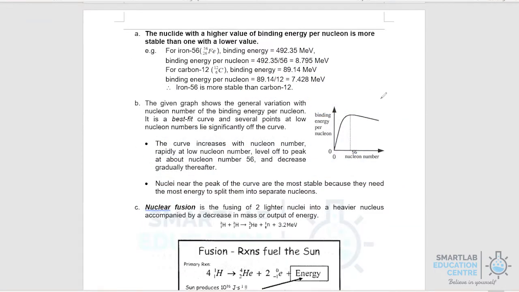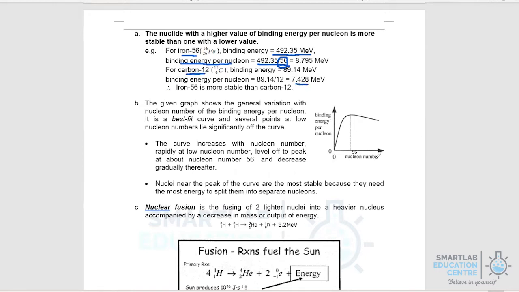Let's now take a look at nuclear binding energy per nucleon. How could that be calculated? For example, in the case of iron-56, this is the nuclear binding energy. We can divide the nuclear binding energy by the mass number 56, and we will now get the binding energy per nucleon. We can do likewise for carbon-12, and we end up with this value.